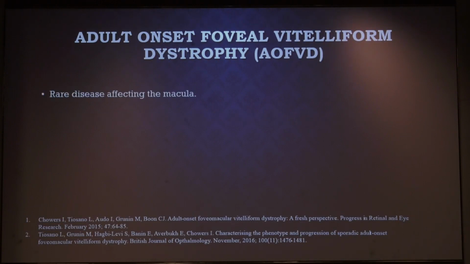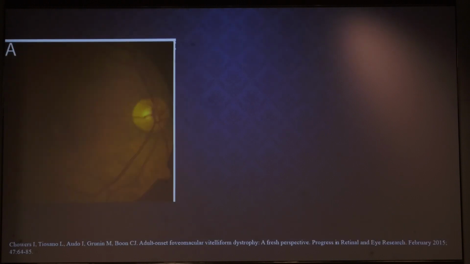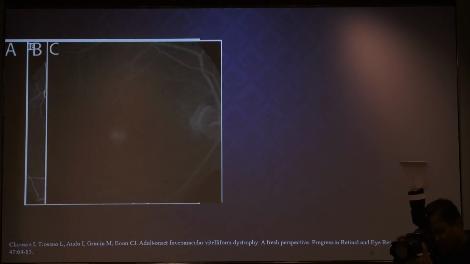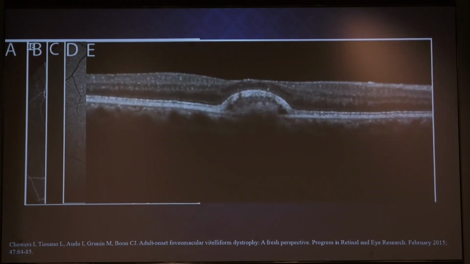So what is AOFVD? It is a rare disease affecting the macula. It was first described by Gass in 1974. The genes involved are PRPH2, BEST1, IMPG1 and IMPG2, and onset is between the third and fifth decade. Features are a half to one-third disc diameter subretinal yellowish lesion around the macula. In fluorescein angiography, the early stage shows central hypofluorescence with surrounding hyperfluorescence, and in the late stage, similar leakage staining is seen. Fundus autofluorescence shows central hyperautofluorescence surrounded by hypoautofluorescence, and OCT shows homogeneous subretinal hyperreflective material above the RPE.